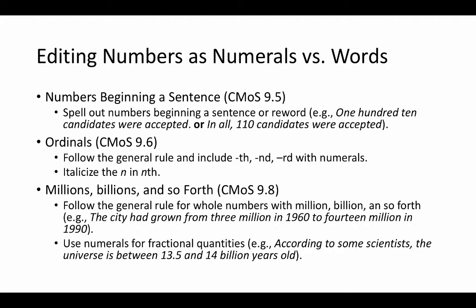Millions, billions, and so forth follow the general rule for whole numbers with million, billion. So the city had grown from 3 million in 1960 to 14 million. But if we were following the 0 through 9 rule, we would need to spell out 3, or rather use the numeral 14. But you can sense how that's a little weird in that sentence. So Chicago generally encourages flexibility. So maybe in that case, you would just use the numeral 3 if you wanted to also use the numeral 14.